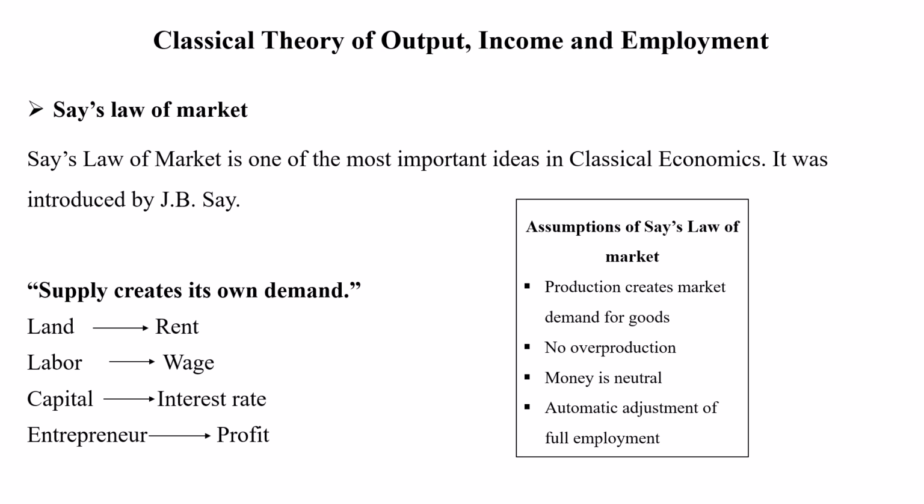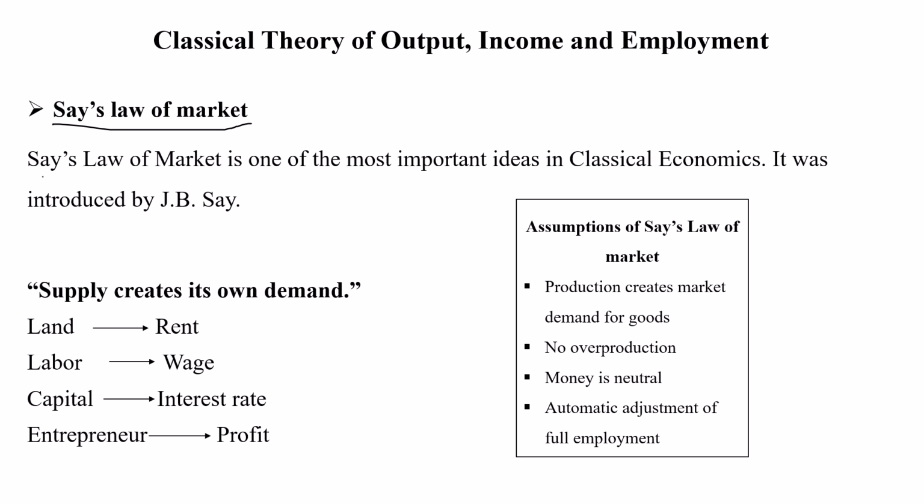And I also told you there are mainly four components of classical theory. The first is Say's law of market, the second is wage price flexibility, the third is interest rate flexibility, and the fourth is money market equilibrium. The first component is Say's law of market.